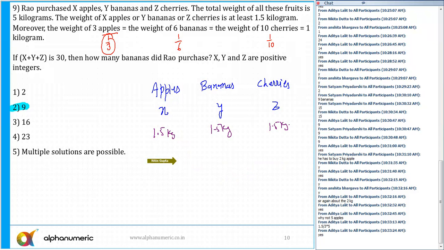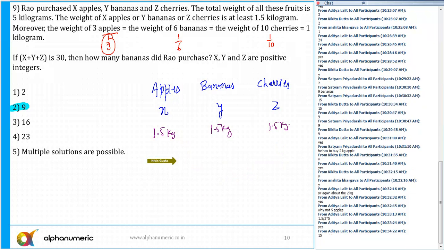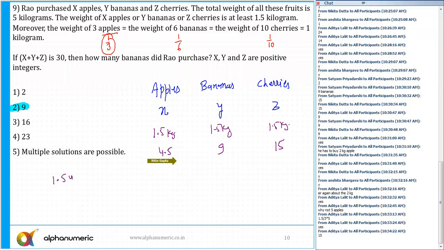We have already 1.5 kg. So here we have got 10. Here we have got how much? 9, not 10. For 1.5 kg, how many units are there? Please tell me. I have written that it is 15 units. So this is 15 units, this is 9 units, and this is 4.5 units. I need to purchase 1.5 units more.